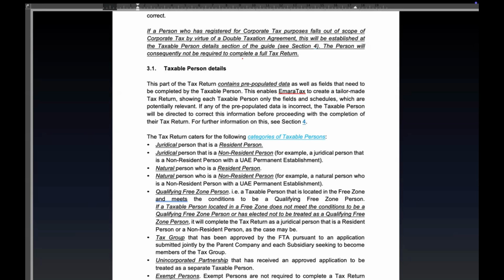And if you become a non-qualifying free zone person, you are not a qualifying free zone person in the current tax period and the next 4 tax periods; you will not be able to become a qualifying free zone person. You need to be careful in case you want to opt to become taxable instead of a qualifying free zone person. But by default, you will be a qualifying free zone person. That is important.